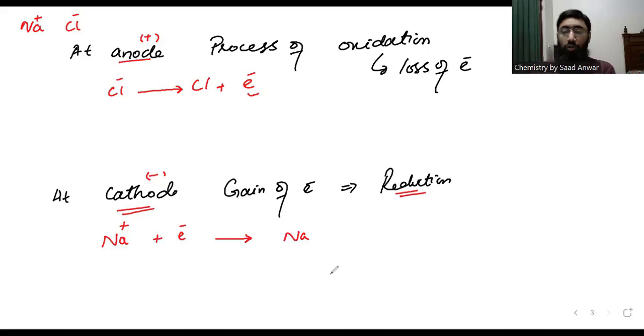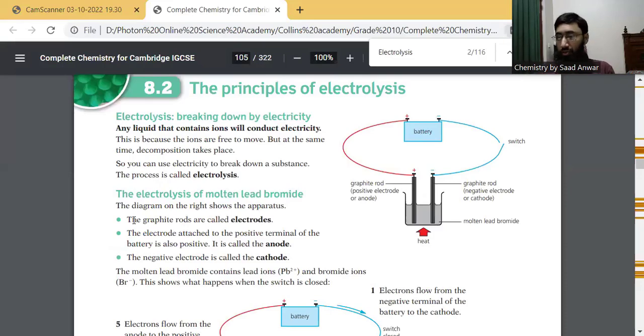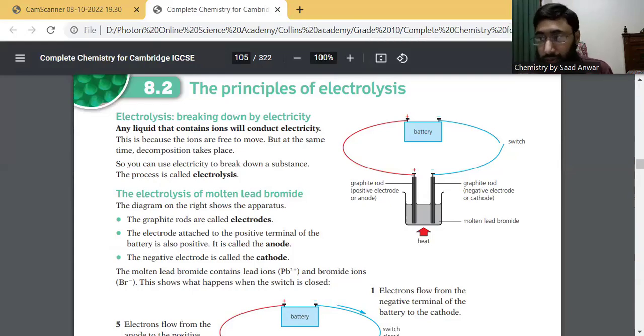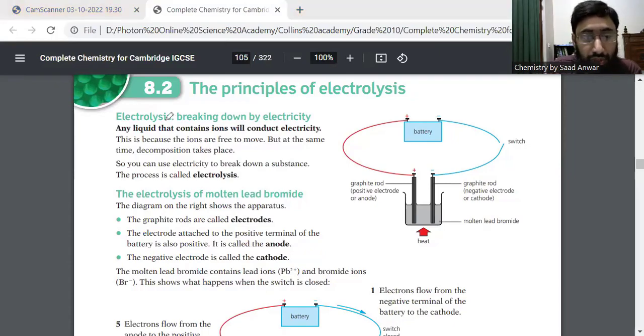Which books am I going to follow? I am going to follow three different books: O-level chemistry, IGCSE chemistry, and Edexcel chemistry. This is the topic I am currently using, this one chapter, the principles of electrolysis, what electrolysis is. We will discuss these topics in detail, as I mentioned earlier. Let me read a few sentences from your book.